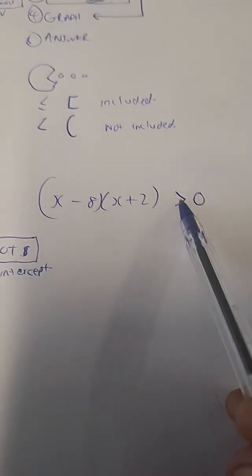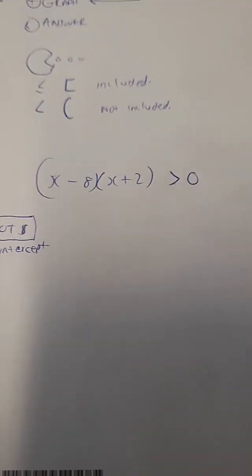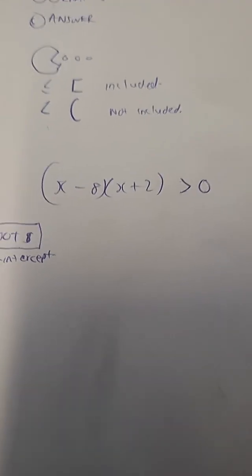Now, I want to check. Had the question been asked whether the inequality sign is greater than 0, how would we have navigated answering that particular question? So this is x minus 8 into x plus 2.